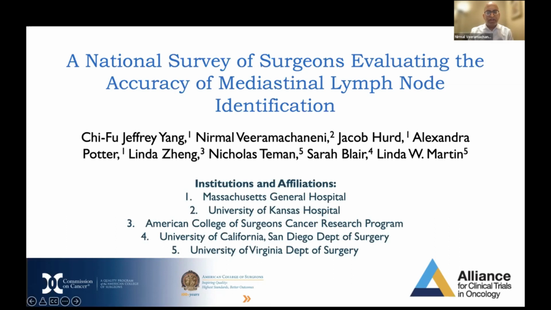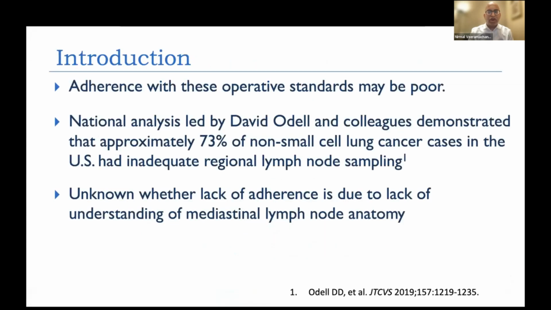So what Jeffrey did was he went through CTSNet and identified the email addresses of essentially all surgeons who listed that they did some form of thoracic surgical work. And then we sent them a survey, and it was fairly straightforward. We offered intraoperative photographs, and we asked them what station they were looking at. And I'm going to share some of those results.